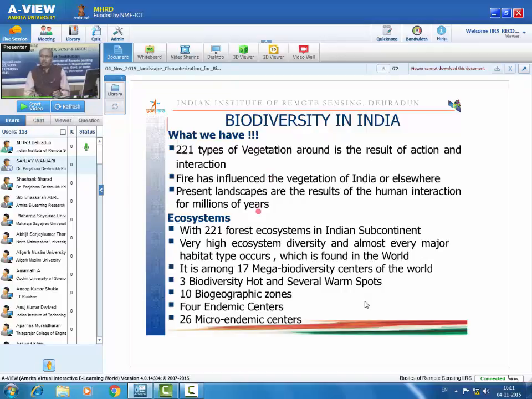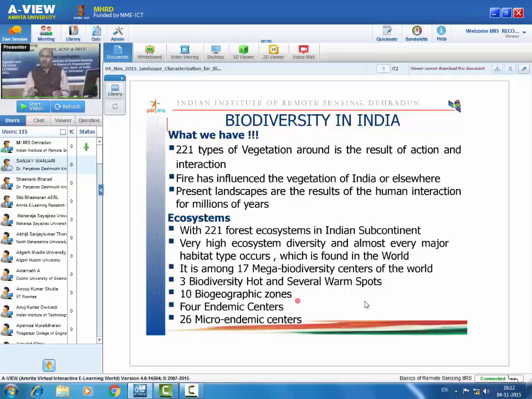With these 220 types of forest ecosystems found in India, we have very high ecosystem diversity, which doesn't occur in many places, and that's why it's very important that we try to protect it. So you can say it's one of the 17 mega biodiversity centers of the world. It has, as I said earlier, 3 biodiversity hotspots, and there are several warm spots. It has 10 biogeographical zones, that our country is divided into. That means the biodiversity of each zone is different.